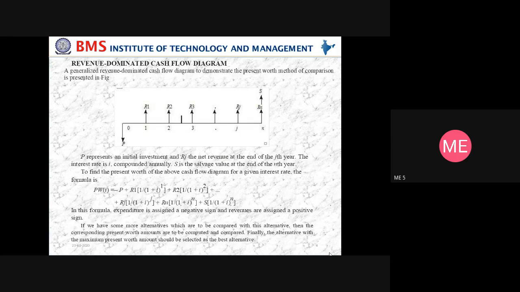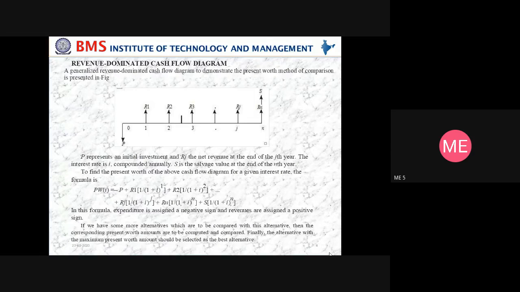If you look at this revenue dominated cash flow diagram, R1, R2, R3 and so on, we have different alternatives, N revenues are there. A generalized revenue dominated cash flow diagram is represented here, and we have the P value and the S also. P represents the present worth, I mean an initial investment which has been made for a particular alternative. And R1, R2, R3 and so on we call the revenues of a particular year.